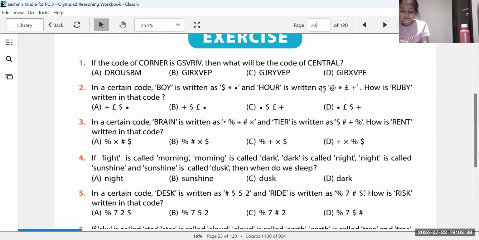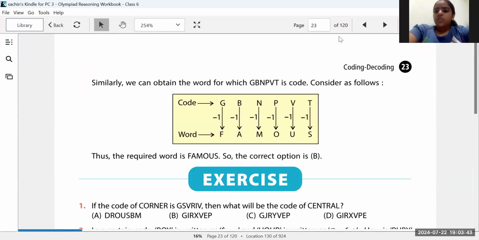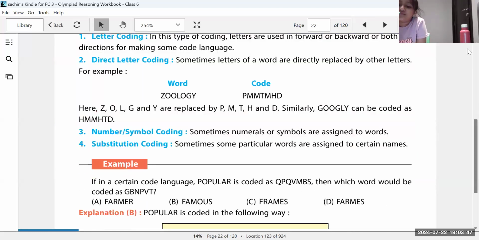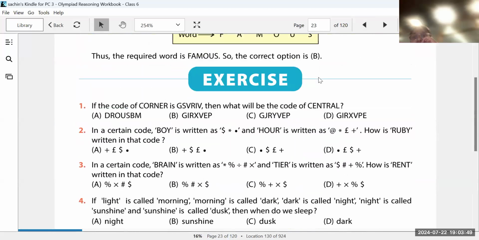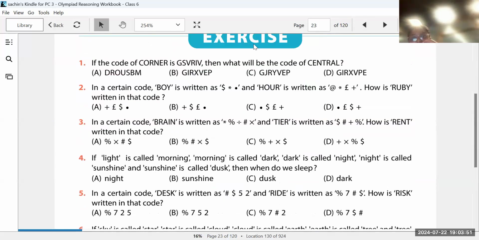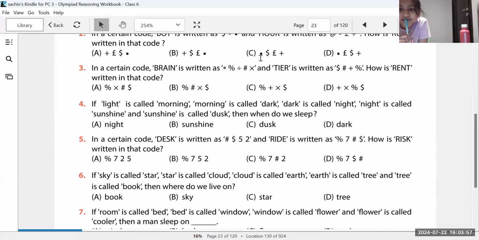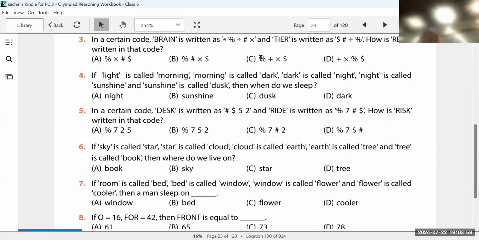No, sir. We did not do coding-decoding, guys. No, sir. But I think we did do coding. No, I think we did. Sir, we already did it. No, sir, we didn't. Sir, we did it. Sir, I'm pretty sure we did it.